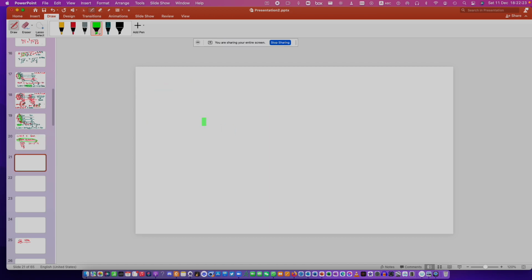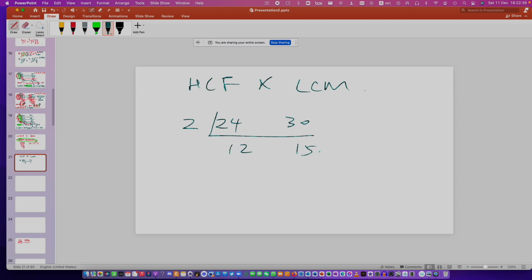The next one will be for HCF and LCM. You do it this way. So you need to put a factor such that it can divide both. So you put a 2, you get 12, put a 2, you get 15. So you put a 3, you get 4, you put a 3, you get 5. So now, can you continue further from here? Can you put anything here? No, so then you stop.